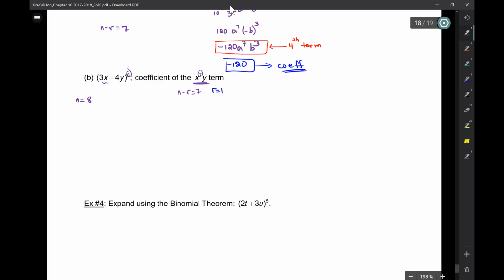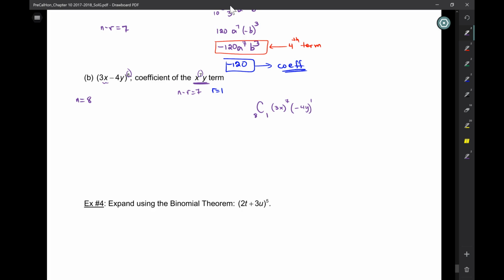So what I want is C(8, 1), 3x to the 7, and negative 4y to the 1. Now, when it asks you for the coefficient, it doesn't just want the binomial coefficient. It doesn't just want the coefficient from this combination. That's too simple. It wants the coefficient when it's all multiplied out, right? Okay, so what's that going to give you? C(8, 1) is 8 factorial.